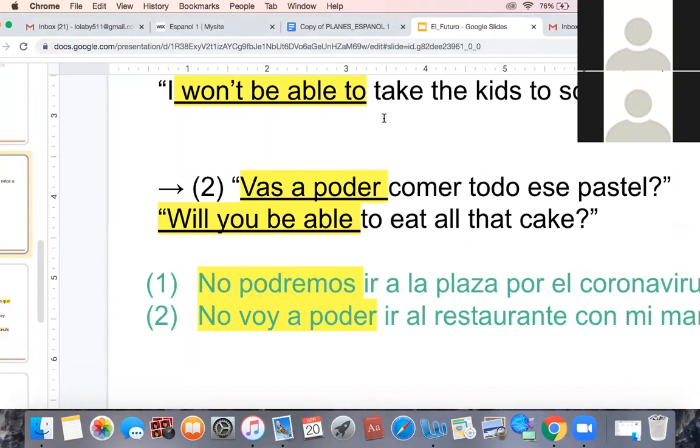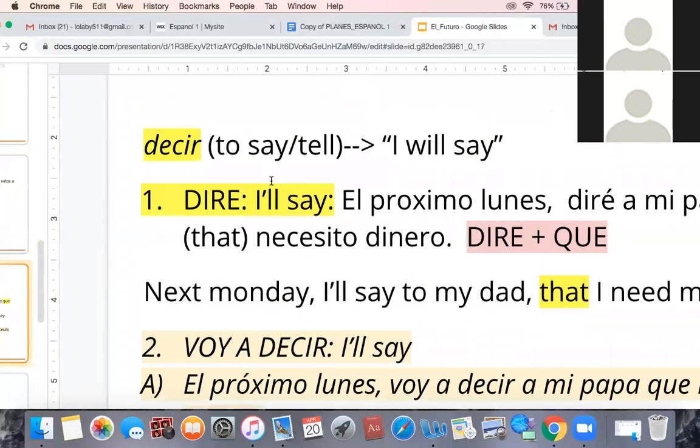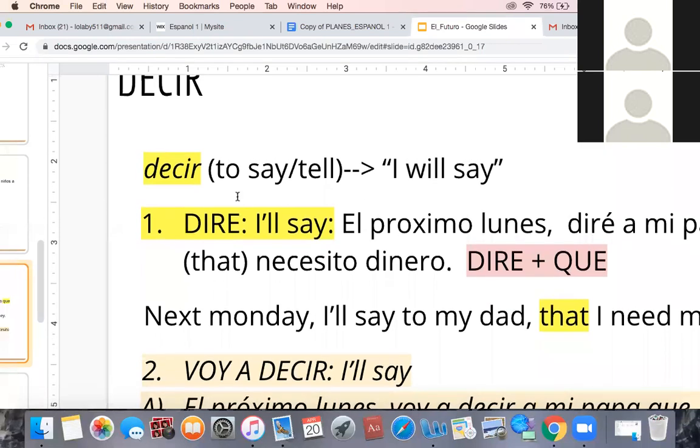If you just insert voy or vas, good to go. Okay? Bueno, seguimos. And then I went on, fui para la palabra decir. Decir means to say or tell, right? So like the way in English you would say is I will say.